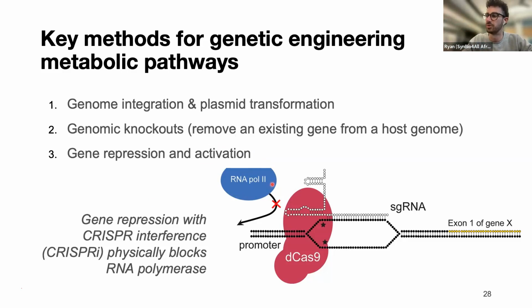And so one way that people do this, there's a lot of different ways to do it, is by using CRISPR tools. So there's something called CRISPR interference or CRISPRi, which will downregulate or repress a gene by physically blocking the RNA polymerase from the promoter. And so you're not deleting the gene, it's still there, but you're going to make less RNA and therefore less protein from it.